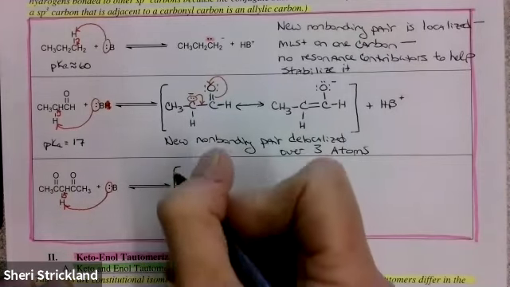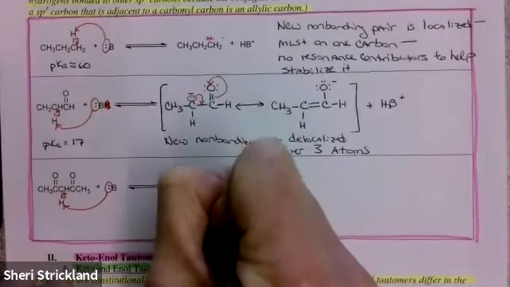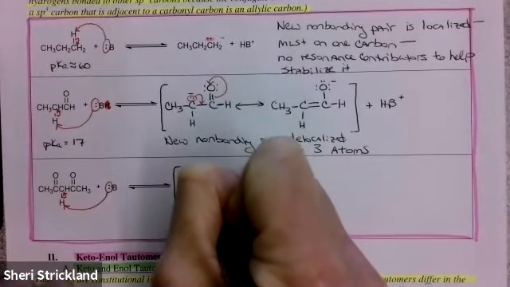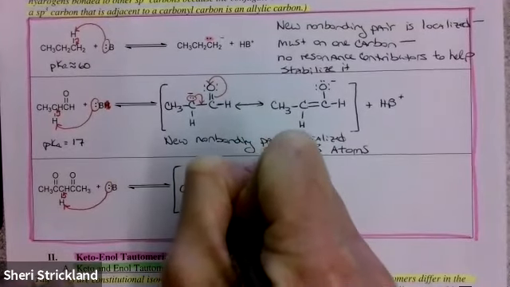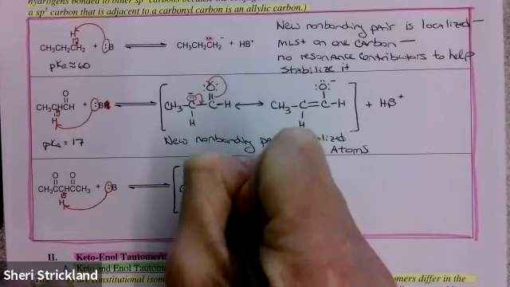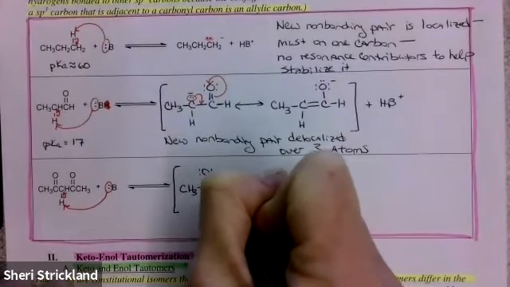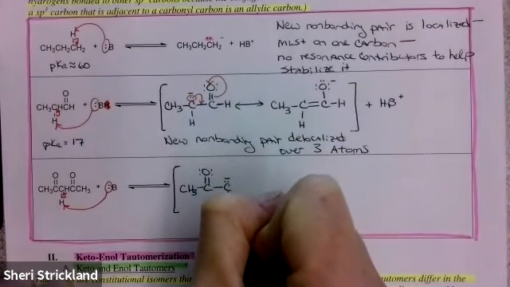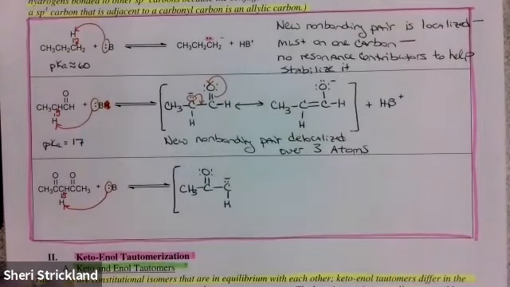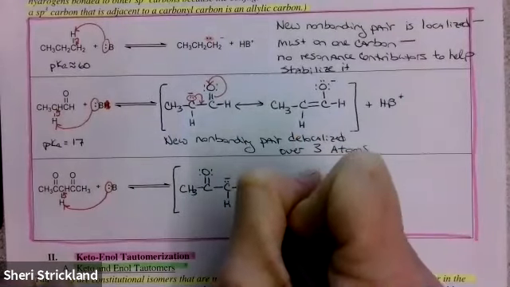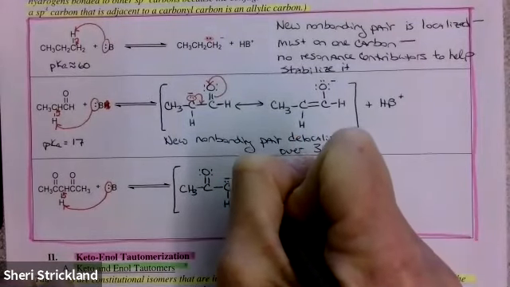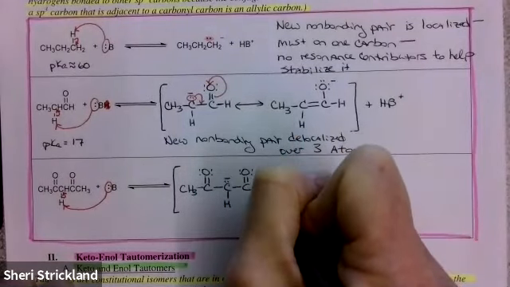All right, welcome back. So, when this is first formed, we've got the new pair of electrons and the negative charge right there on that carbon that's between the 2 carbonyl carbons. But it doesn't have to stay there.